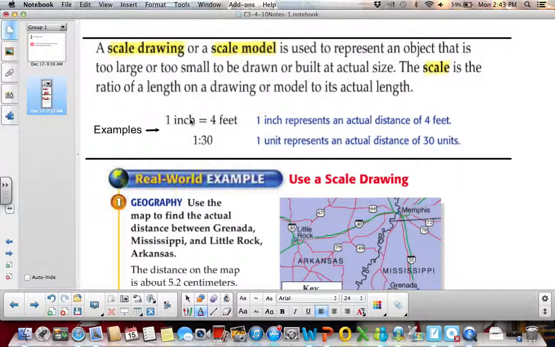For example, if a model is 1 inch equals 4 feet, then that means that 1 inch represents an actual distance of 4 feet. 1 to 30 would mean 1 unit, since we're not given units, represents an actual distance of 30 units.